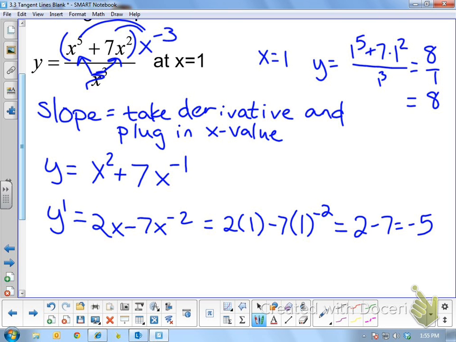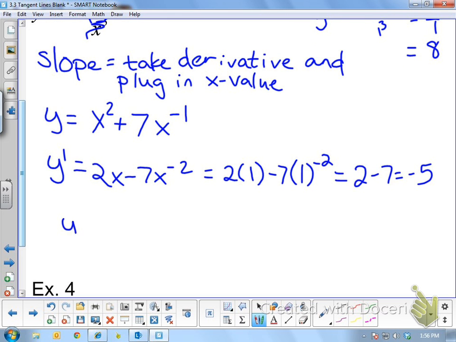And then how do we find the equation of a tangent line? We use one specific point and the slope. Y minus y1, so y minus 8 equals m times x minus 1. And then we simplify.